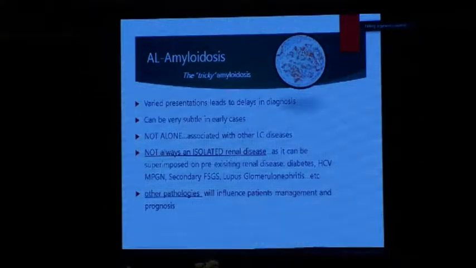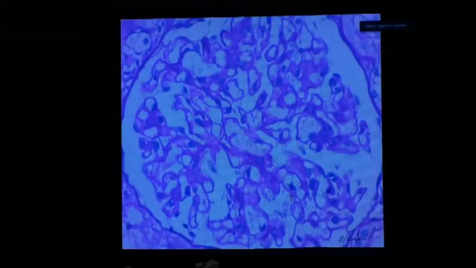I call it the tricky amyloidosis, especially this type of amyloid, because first it has varied presentations, which leads to delays in diagnosis. It can be very subtle in early cases, so it's one of the most missed types of amyloid. Sometimes it does not come alone. It's associated with other light chain or monoclonal gammopathy pathologies like light chain disease, like MIDD. So again, its presence is missed because it's not looked for. It's not always an isolated renal disease. It can come in association with other renal diseases such as diabetic nephropathy and hypertensive nephropathy. Again, it could be missed, and this makes a lot of difference because it influences patient management and prognosis.